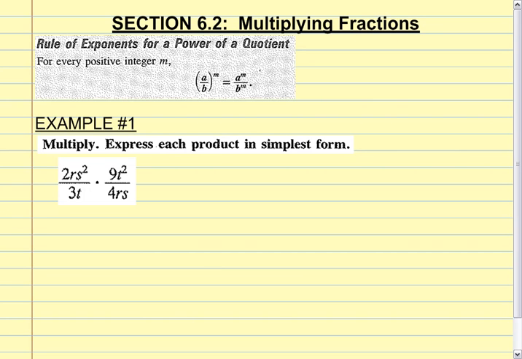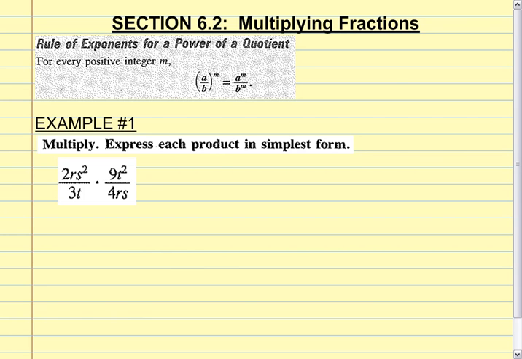Section 6.2, multiplying fractions. Rules of exponents for a power of a quotient. For every positive integer m, the quotient a over b to the m is equal to a to the m over b to the m. What does that mean? All it means is this.